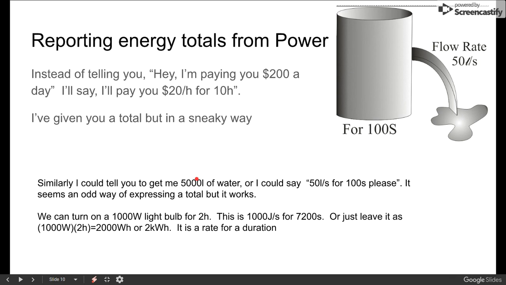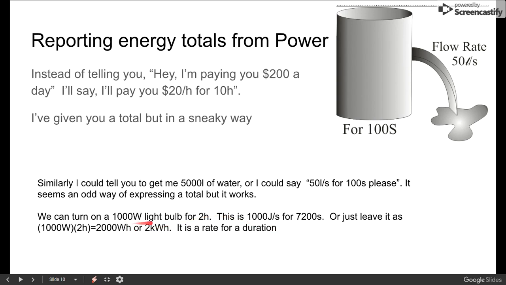That would give me two choices. I could say, I want you to get me 5,000 liters of water, or I could say, turn this valve on to full and do it for 100 seconds. That is 5,000 liters, just phrased oddly.